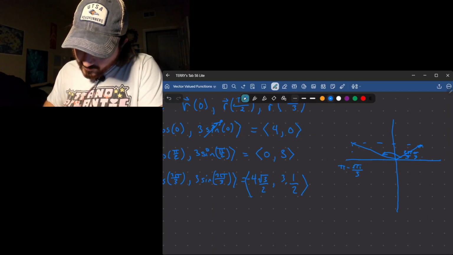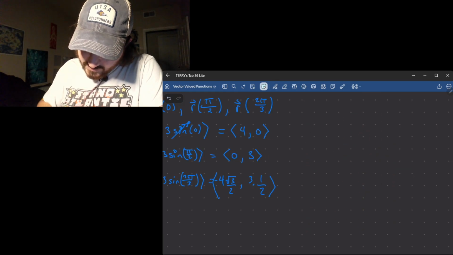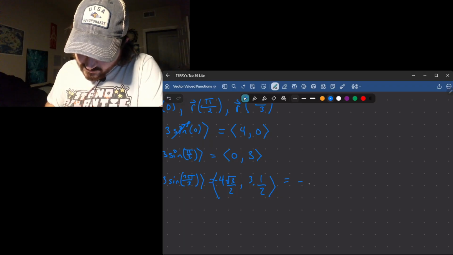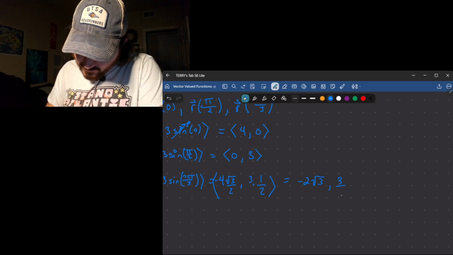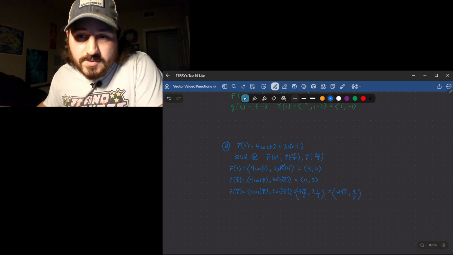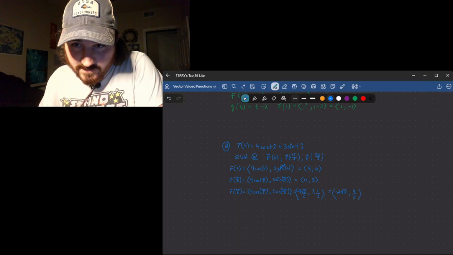Okay, and now I'm going to delete this little graph I did just to illustrate that point so I can finish writing this out. So now we just have negative 4 divided by 2 is negative 2 root 3, and then over here we have just 3 over 2. Okay, and that is pretty much our answer here. So this is the really quick way to just understand how to plug things into vector valued functions.